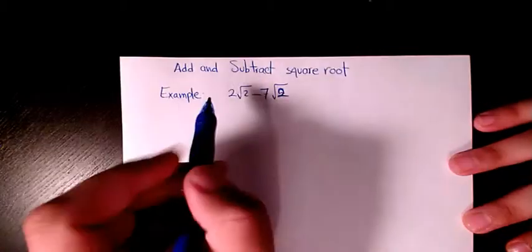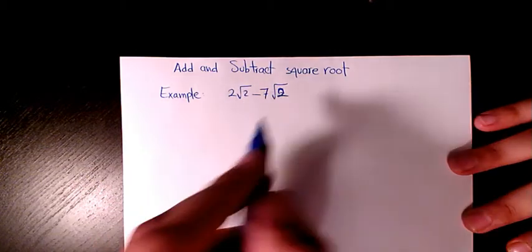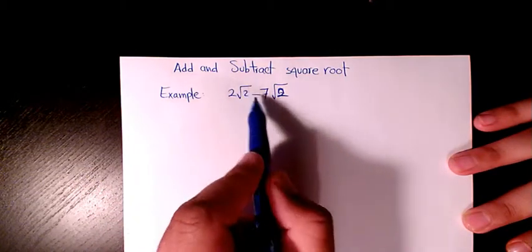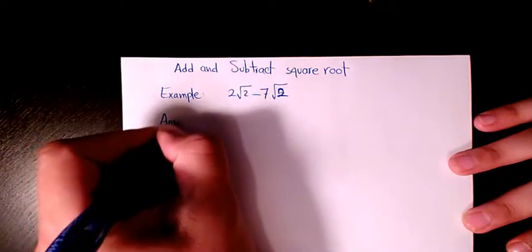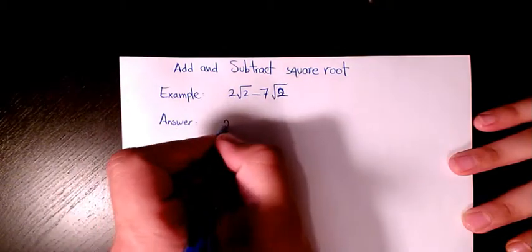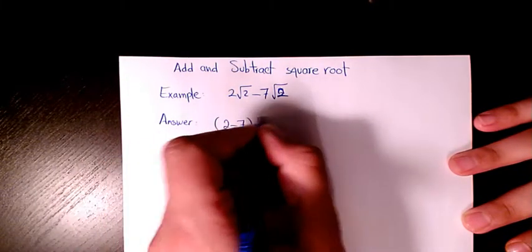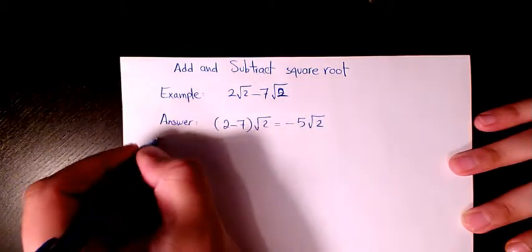Welcome to my channel. In this video I want to show you some examples for add and subtract square roots. First one is 2 root 2 minus 7 root 2. The answer is 2 minus 7 times root 2, which is negative 5 root 2.